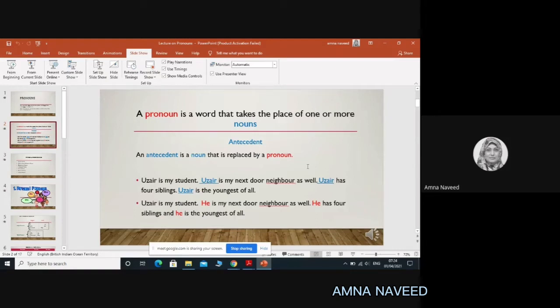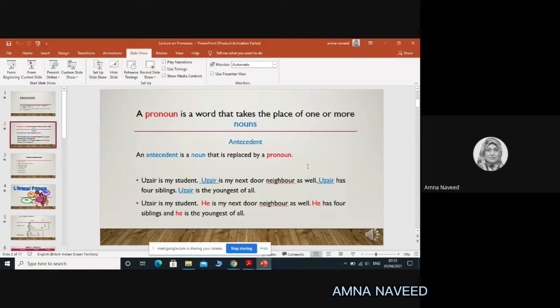In our previous lecture, we had discussed the pronouns. We started with the definition of pronoun and then we introduced a new term that was antecedent. So let's have a quick recap of pronouns and antecedent, and then we would discuss a few things from the exercises to increase your understanding on the topic of pronouns.